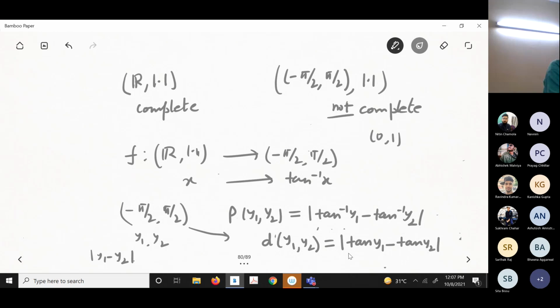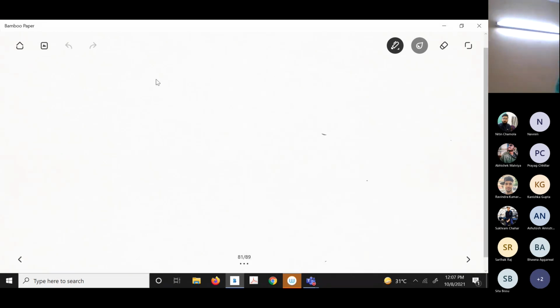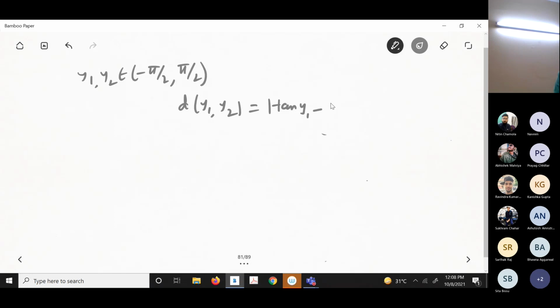Now look at the metric D here. First, you should check that your set is this, but here you are not giving the usual distance metric. You are picking up y1, y2 here, and you are giving this metric. Okay.